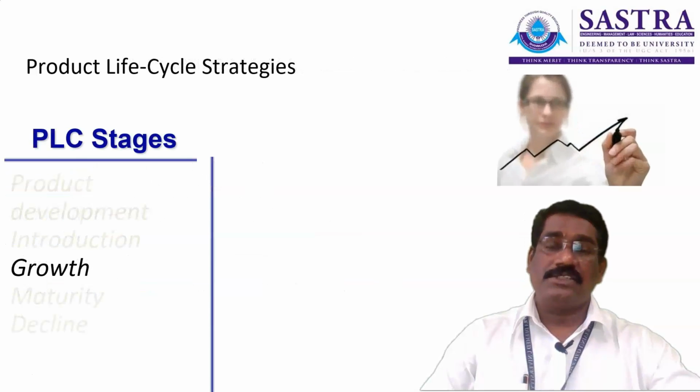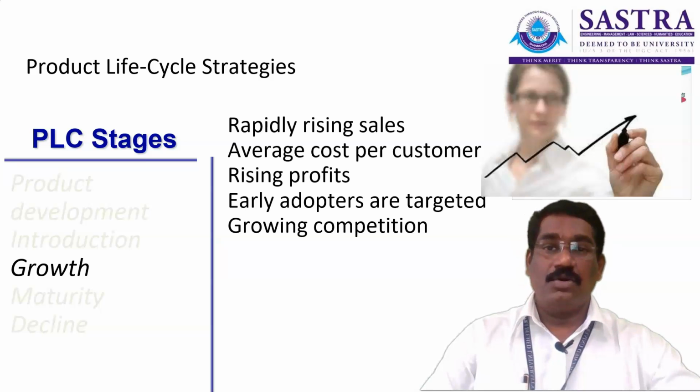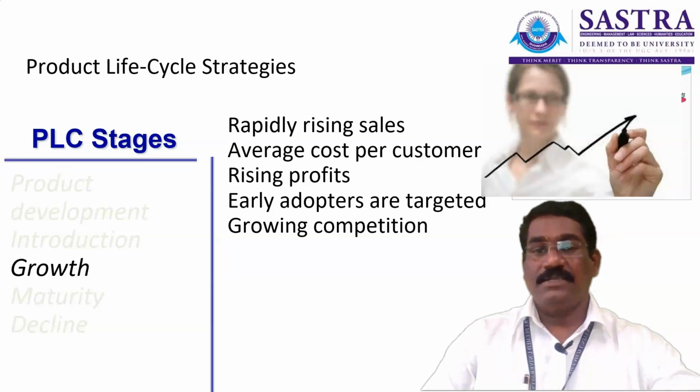And the next stage, we call it the growth stage. When you look at the growth stage, the product is getting accepted by the consumers, and they are trying to value the new product. That's why the new customer base is growing, and the sales are rapidly rising. And look at the average cost per customer, it is slowly coming down, and the profits will slowly pick up and rise.